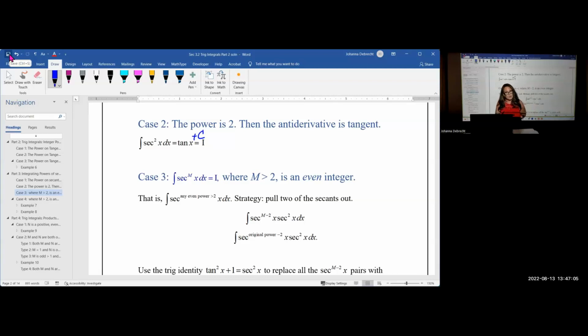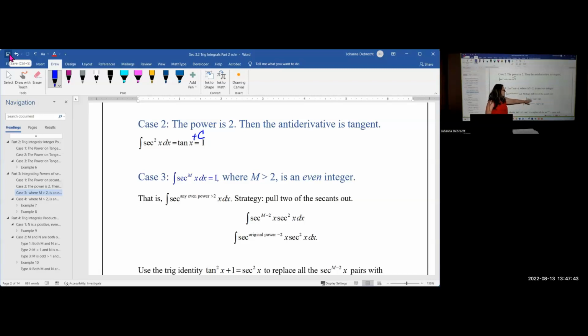All right, now similar in that we use similar techniques, but different in that we need a slightly different technique. So we're going to start in case 3, where secant is being raised to a power bigger than 2, but it's an even integer. So if it's bigger than 2 and even, it's got to be 4, 6, 8, 10, 12, and so on. So at a minimum, power of 4, and then even. So what is our strategy? Just like with tangent, where we pulled off 2 of the tangents, we're going to pull 2 of the secants out here. So very similar idea.